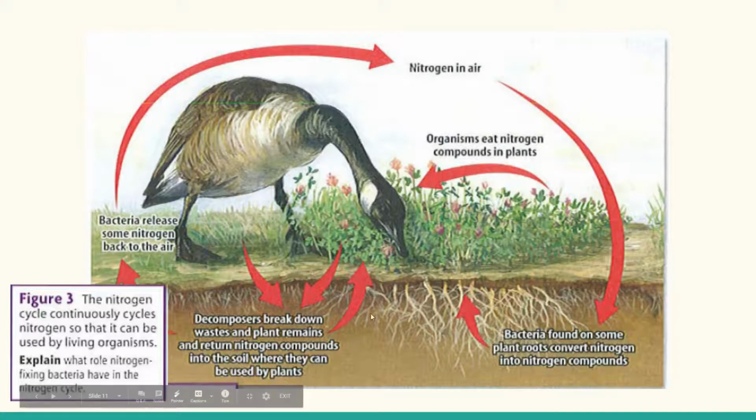Here we see an example of nitrogen. Nitrogen in the air gets used by the bacteria. The bacteria make it into useful compounds that the plants can soak up. This duck eats the plants, and you eat the duck, and therefore you get the good nitrogen compounds down here.